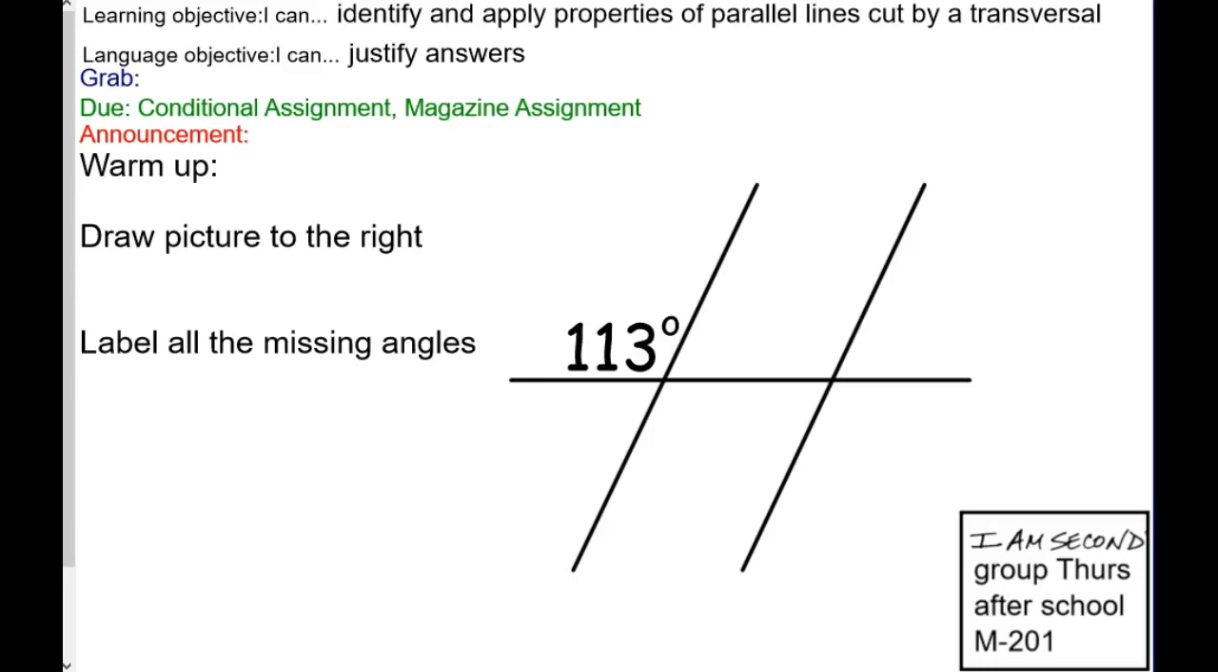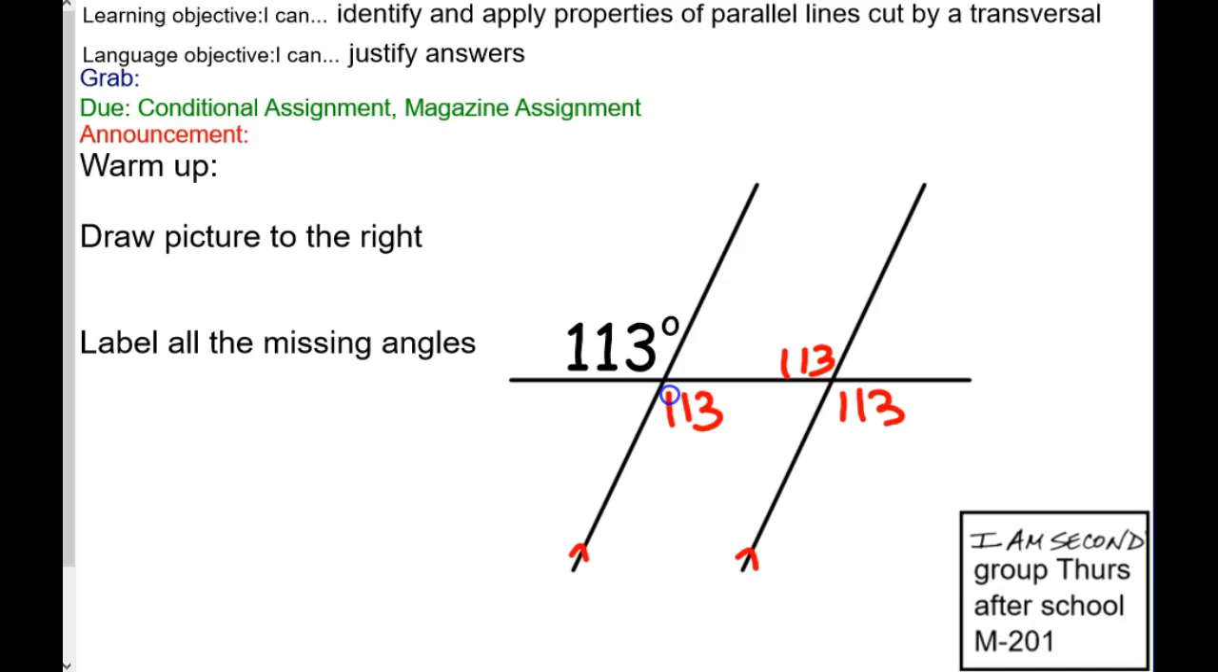What's up? So, same objective. If you know one angle, you should know the pattern to get the other 7 angles, alternating in a zigzag type pattern. 113 is here. All the other obtuse angles are 113, as long as these lines are parallel, which they are, okay?